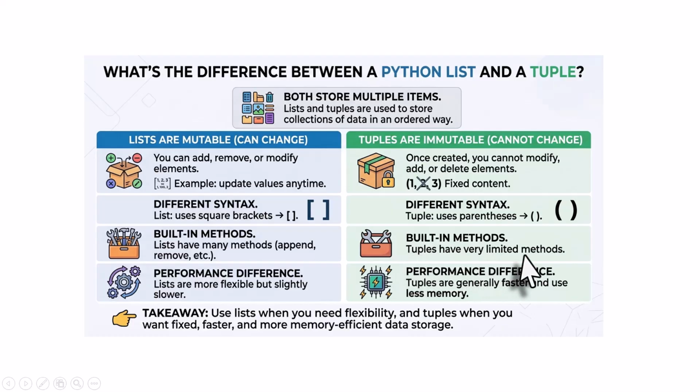And tuples have very limited methods. And if you compare performance difference, tuples are generally faster and use less memory, whereas lists are more flexible but slightly slower. So the takeaway is, use lists when you need flexibility and tuples when you want fixed, faster, and more memory efficient data storage.